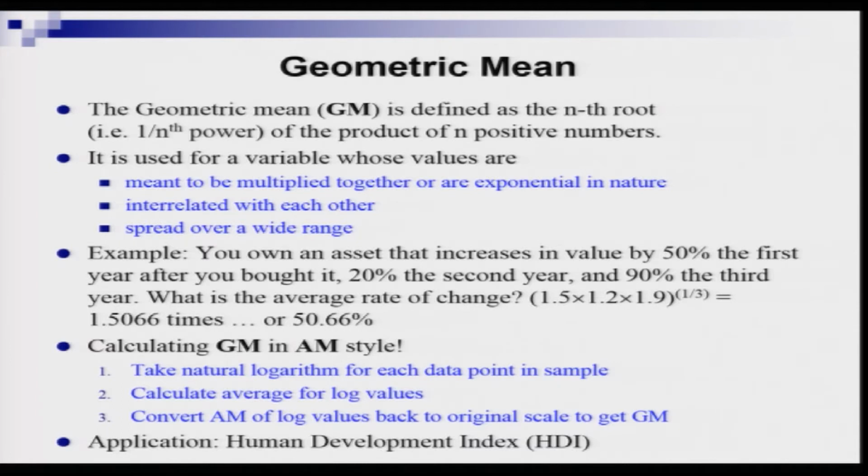Okay. Let us now calculate the geometric mean in arithmetic mean style. In this case you take the natural logarithm of each data point in the sample, then you calculate the average of the log values, and then you convert that arithmetic mean of log values back to the original scale to get the geometric mean of the original data points. How to return it back to the original scale? You have to take exponentiation, because you have taken natural log here.